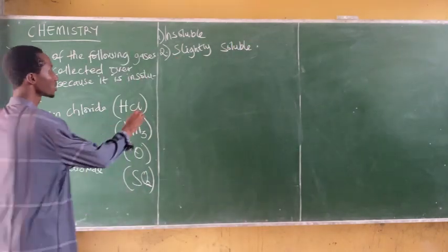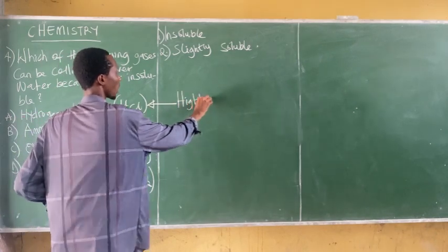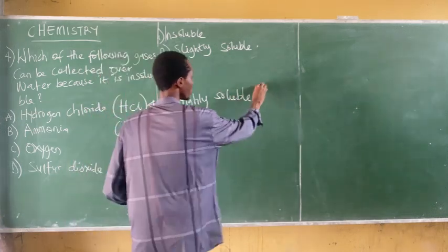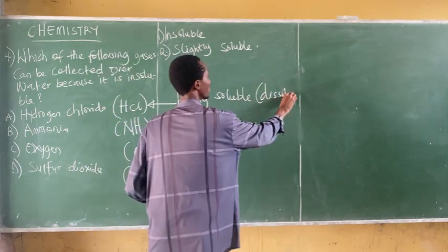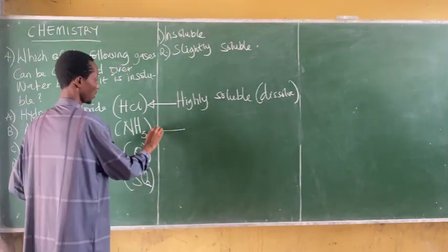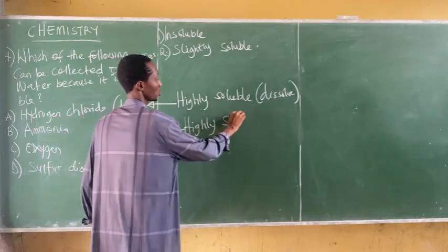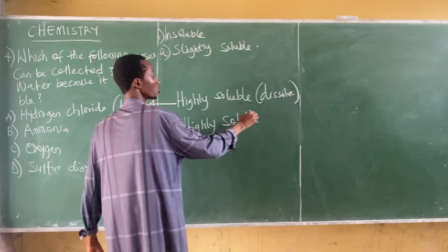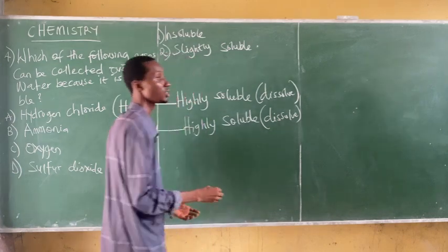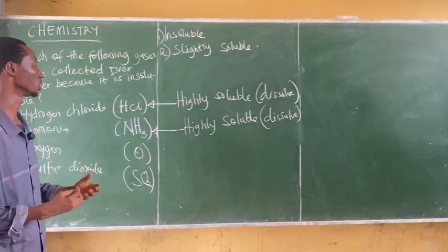Hydrogen chloride is highly soluble in water and it will dissolve. Ammonia is also highly soluble and it will do what? It will dissolve. Once a gas is highly soluble, you cannot collect it over water. If you collect it over water, it will dissolve.